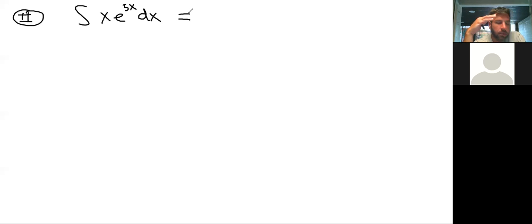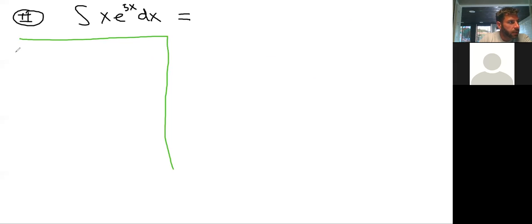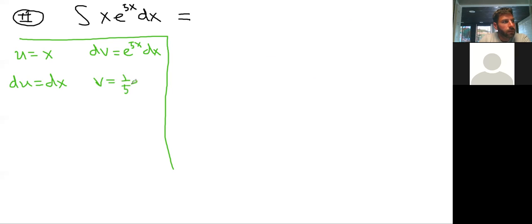Since it's a product, there's a good chance that the integration by parts formula will help, because that involves products. And I also see a function that's easy to differentiate, and that makes me think that parts will be a good choice. So let me make some preliminary observations. I'm going to set u equal to x, and I'm going to set dv equal to e to the 5x dx. And once again, that means my du is just dx, and my v is a very simple integral. It's just 1/5 e to the 5x.